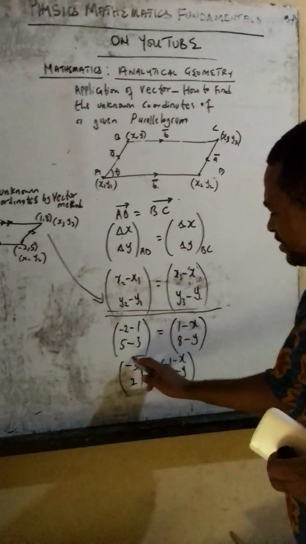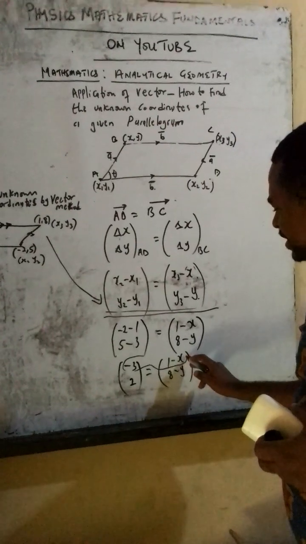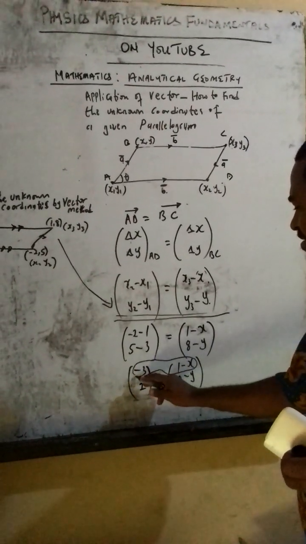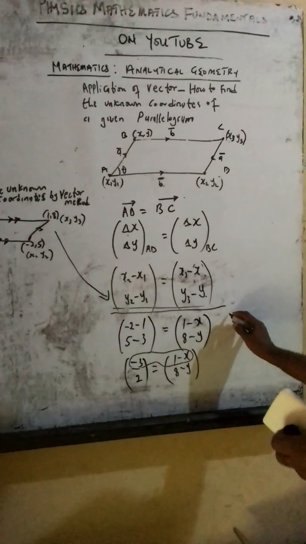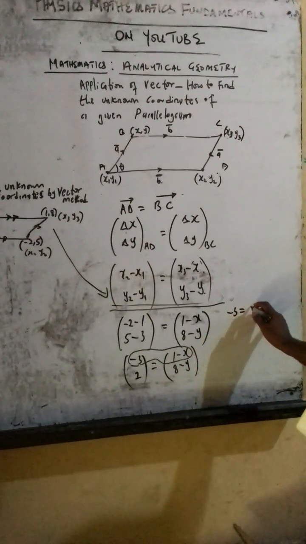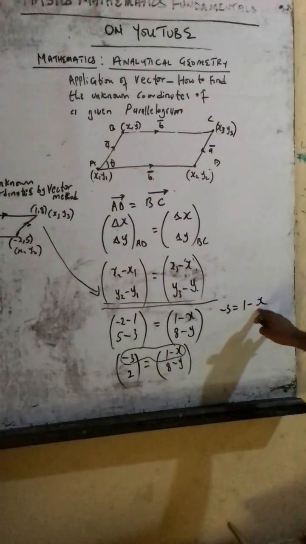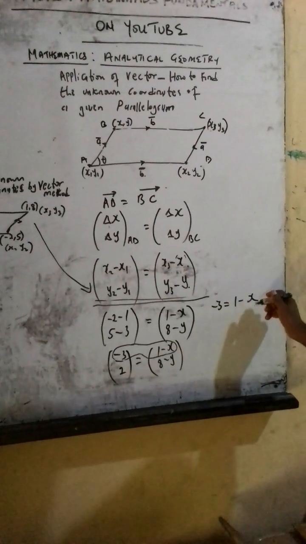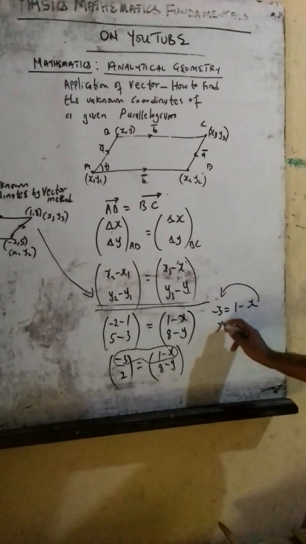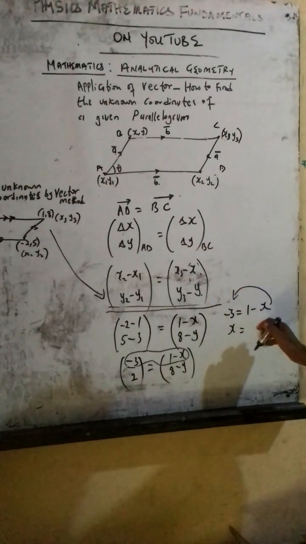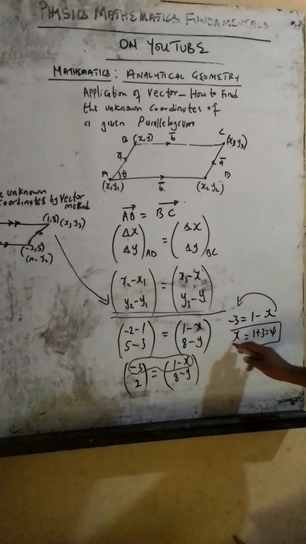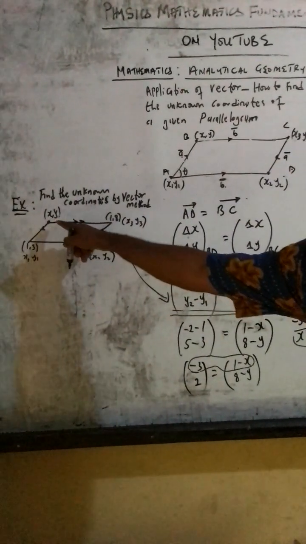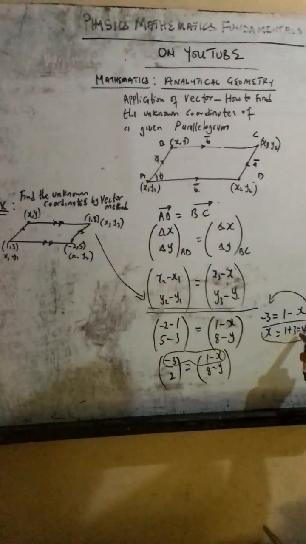So the respective coordinates must be the same. For the abscissa, we have equation 1. This expression here should be equal to this. So we have minus 3 must be equal to 1 minus x, making x the subject of the formula. If I take this minus x to that side, it becomes positive x. Taking minus 3 here, it becomes 1 plus 3, which is 4. So that means the abscissa in this question here is 4.